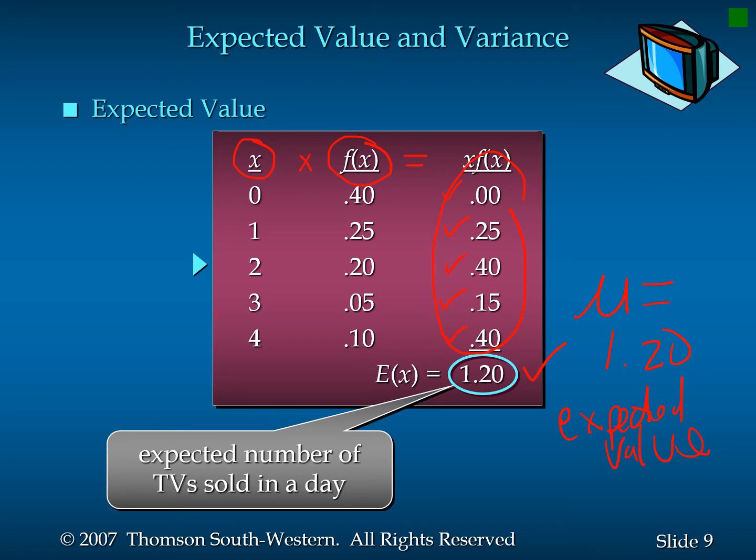Okay, so for this particular case, on any given day, you would expect to sell about 1.2 TVs. So it's kind of like a weighted average type of calculation. Again, x times f of x, you set up this column, you add up the column, you get this value. It's called the mu value, 1.2. They call that the expected value. This is the value you're going to use in the next calculation when you do the variance.